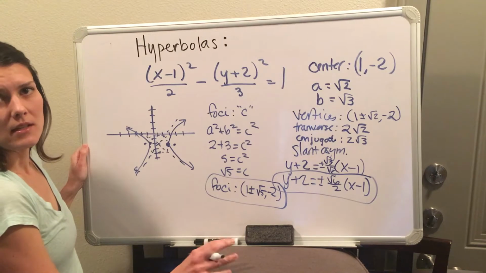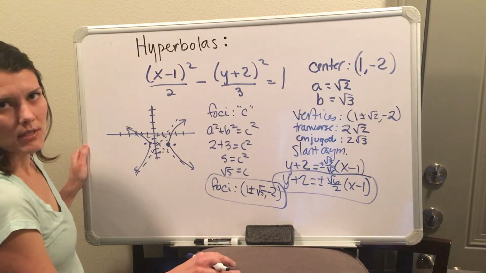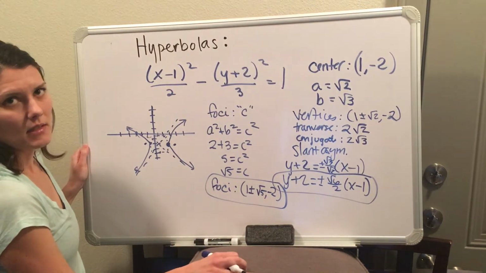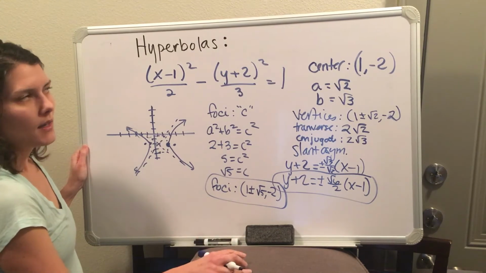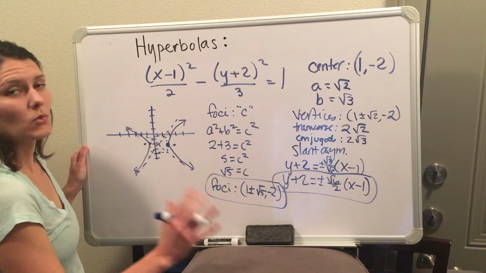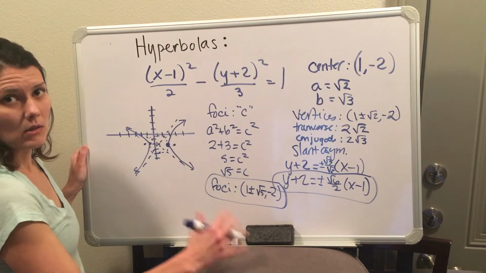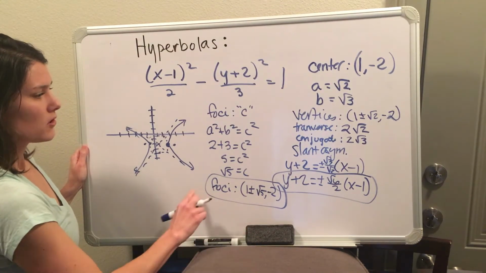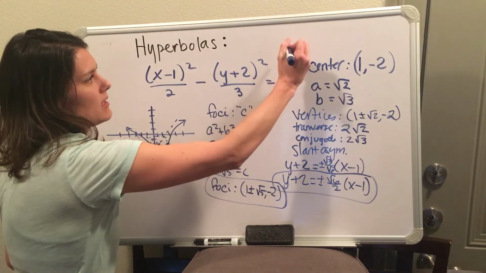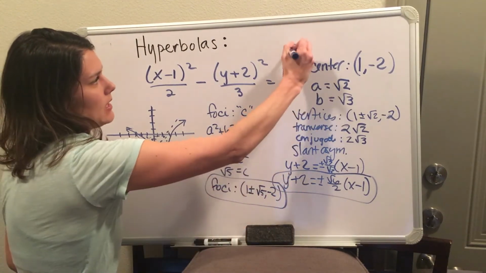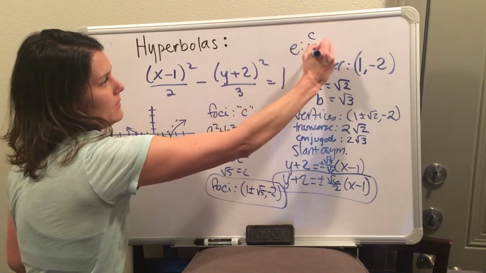The only other thing that you might need to label is what we call the eccentricity. Hyperbolas have an eccentricity greater than 1. Ellipses have an eccentricity between 0 and 1. And circles have an eccentricity equal to 0. And so you should get a number greater than 1, but to find it, your eccentricity is just c over a.